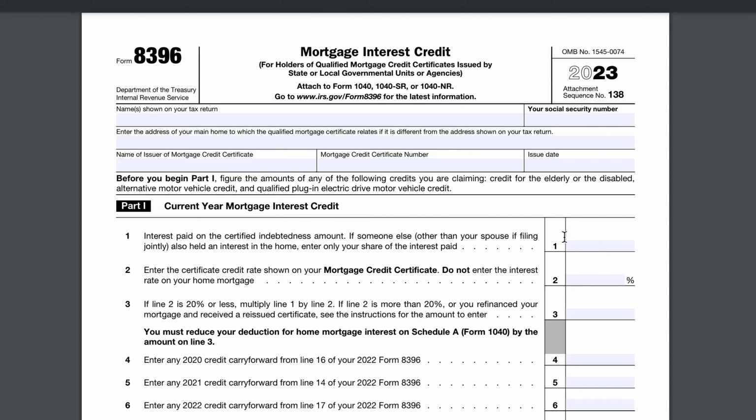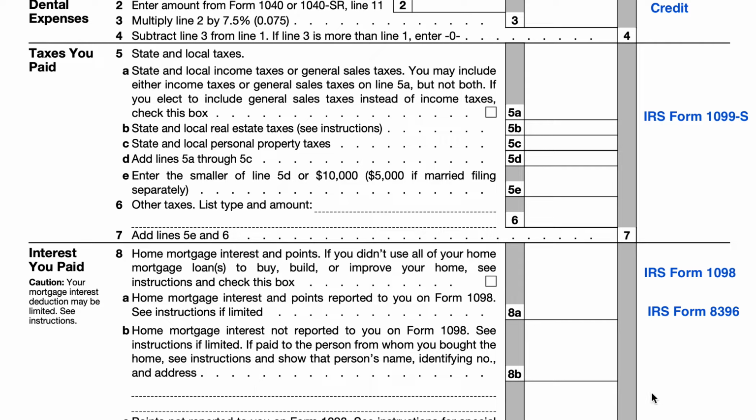So if you get down to line 3 and you have any amount that you have included in here, basically as interest that you're receiving a credit for, then you can't turn around and claim a tax deduction on that same interest. And the IRS will expect you to complete IRS Form 8396 and then reduce the amount of interest that you're claiming a deduction on by the amount of interest that was provided as a credit.